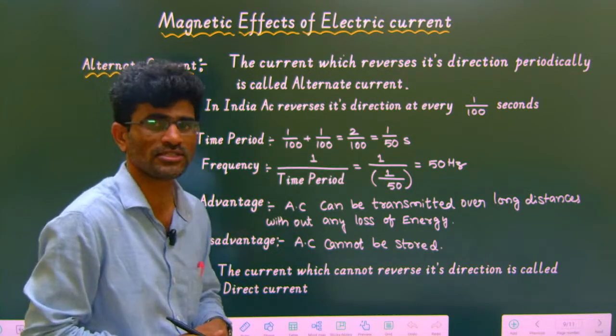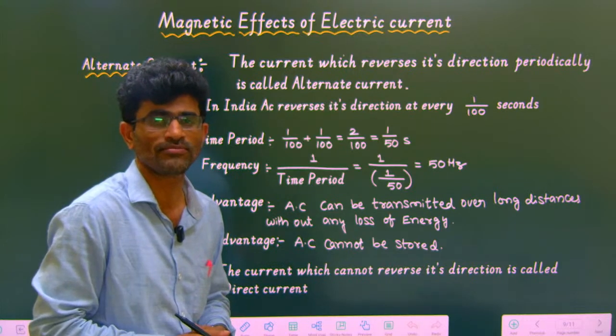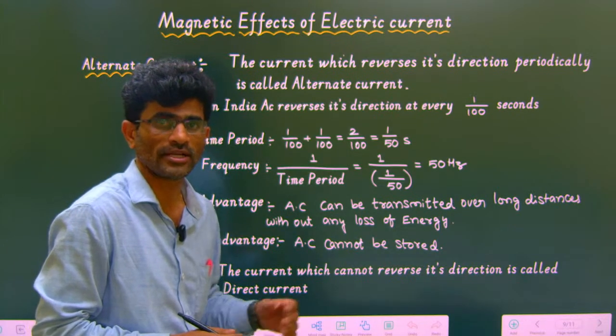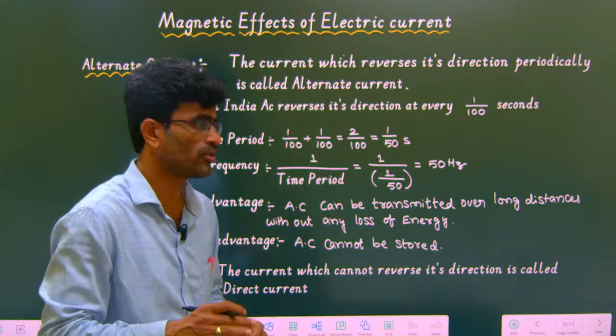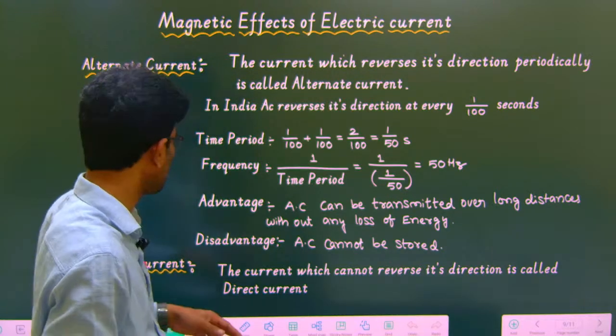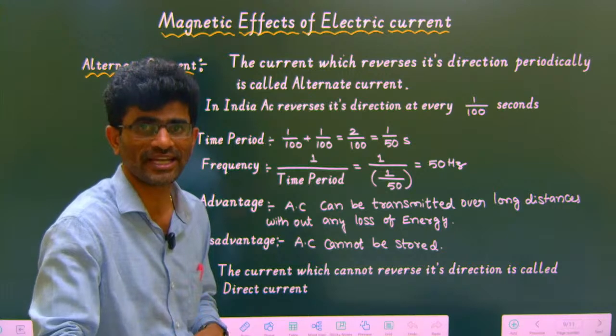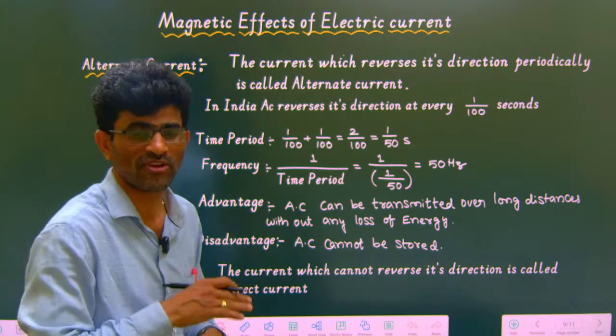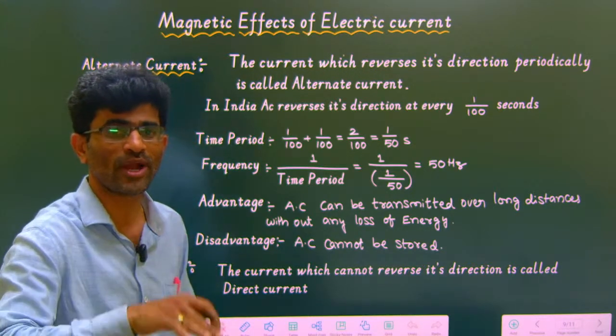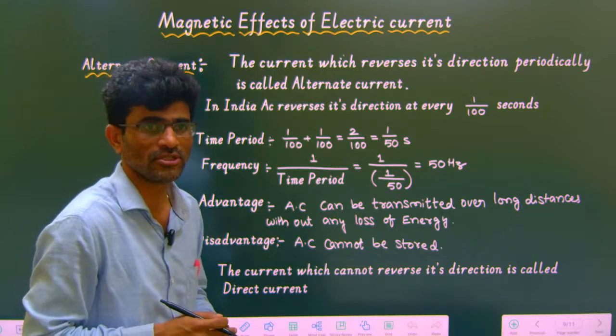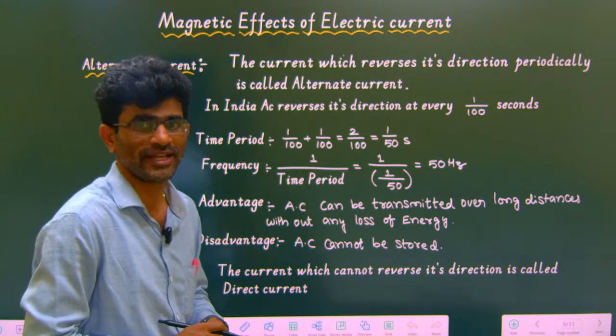What is the disadvantage? We cannot store it in our home. Disadvantage of alternate current is, we cannot store. You try to remember these two. Then what is direct current? In a direct current, the direction of the current cannot be reversed periodically. It will be there in a single direction, only one direction. It cannot be reversed. So that type of current will be called direct current.